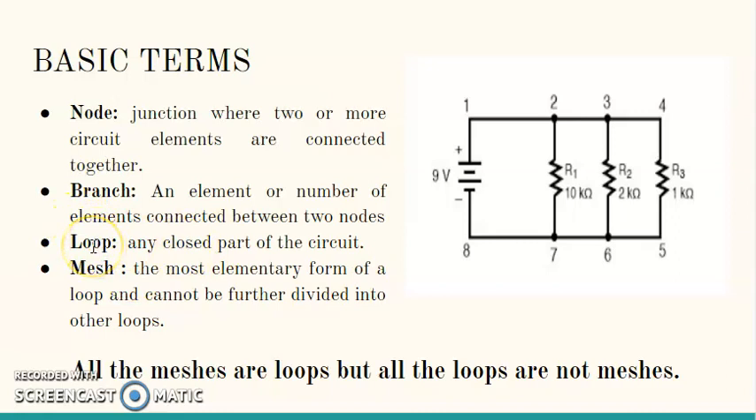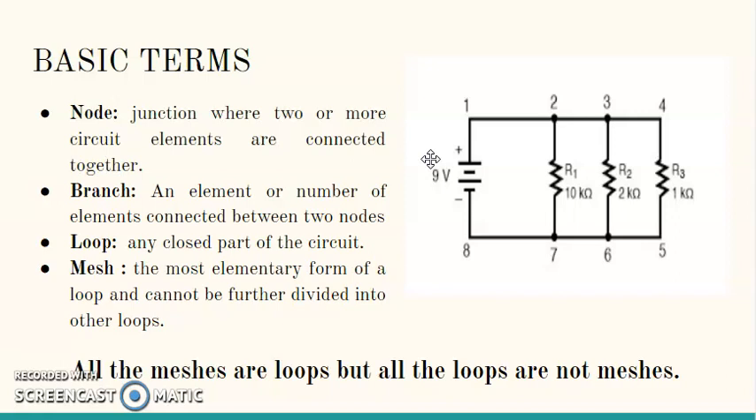Coming to the next term, that is loop. If we have any closed path in a circuit, we can call it a loop. For example, if we start from point number 1 and move in a clockwise direction from 1 to 2, 2 to 7, 7 to 8, and again back to point number 1, it is forming a closed path. Hence we can call it an electric loop. At the same time, points 1, 2, 3, 4, 5, 6, 7, 8 and back to 1 also form a closed path. So we can also call it a loop.